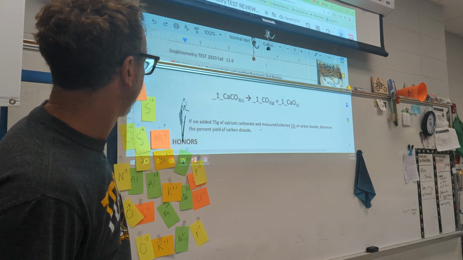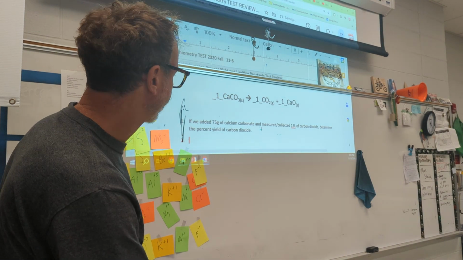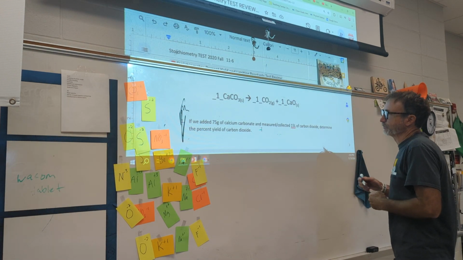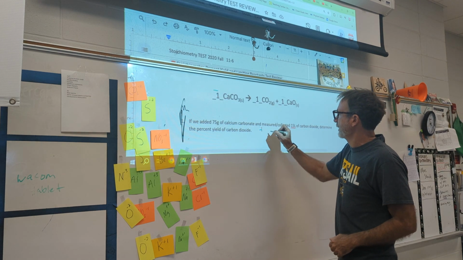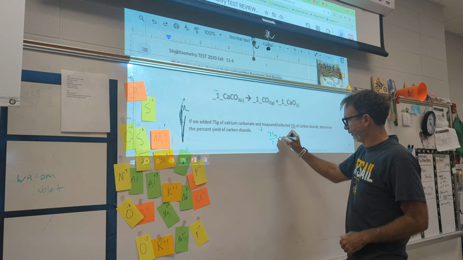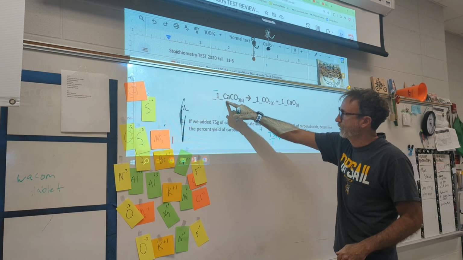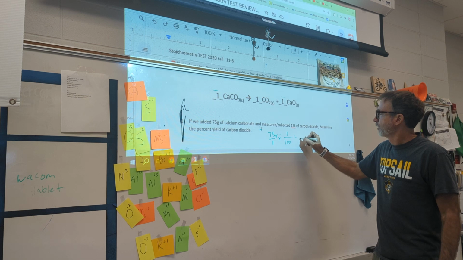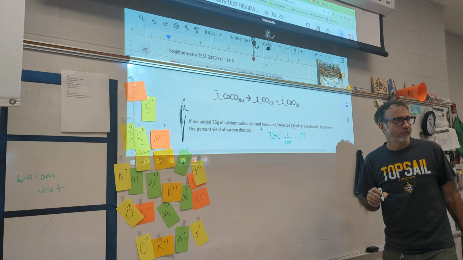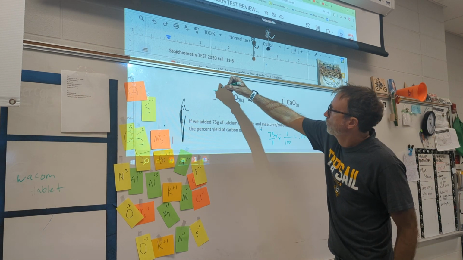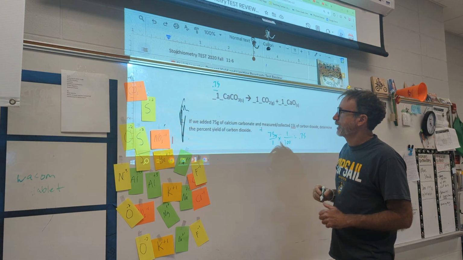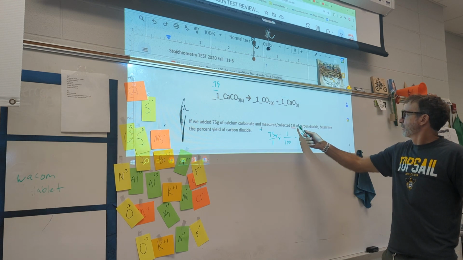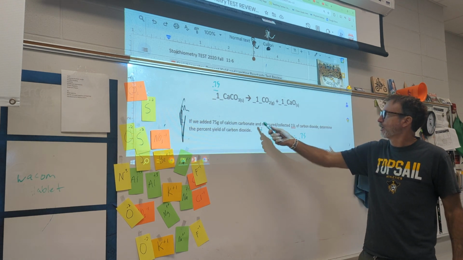All right. Here, this one right here. If we added 75 grams of calcium carbonate, 75 grams over 1 times 1 over, remember this weighs 100 from the last time we just did it. So 0.75 moles, right? 0.75. If we had 0.75 moles of calcium carbonate, determine the percent yield of carbon dioxide.